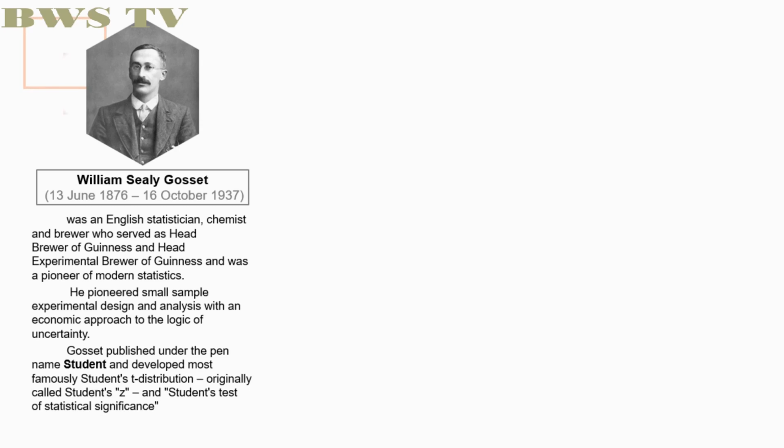He pioneered small sample experimental design and analysis with an economic approach to the logic of uncertainty. Gosset published under the pen name Student and developed, most famously, Student's t-distribution, originally called Student's z, and Student's test of statistical significance.